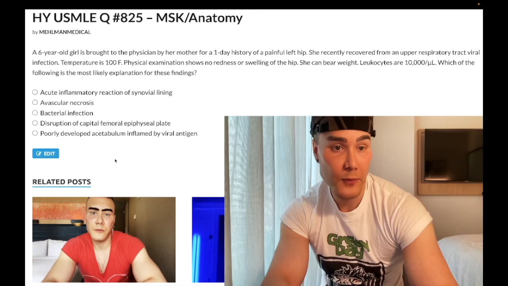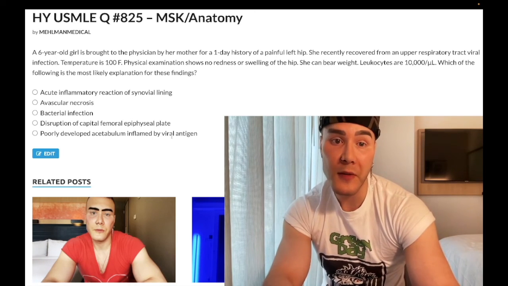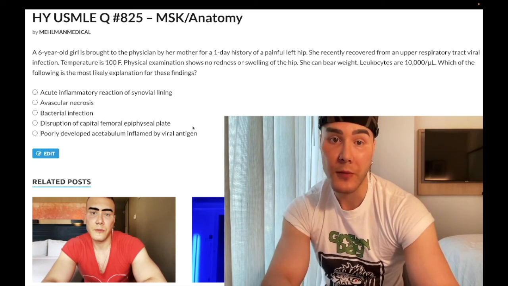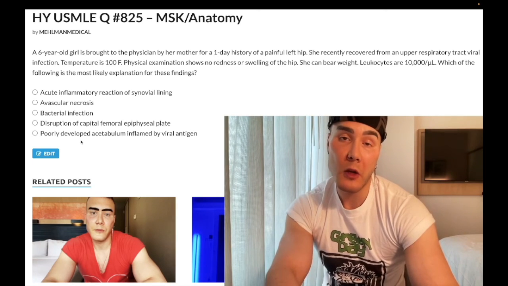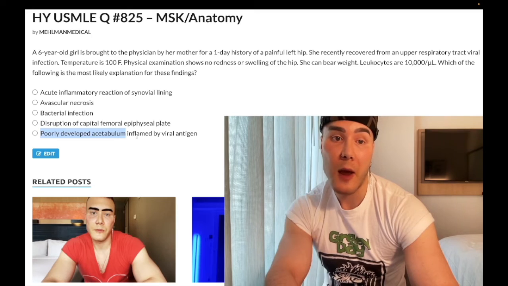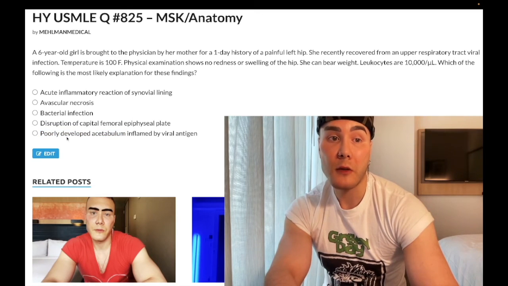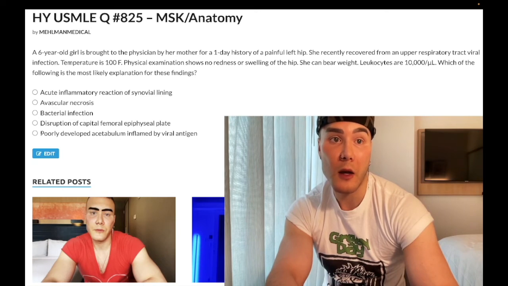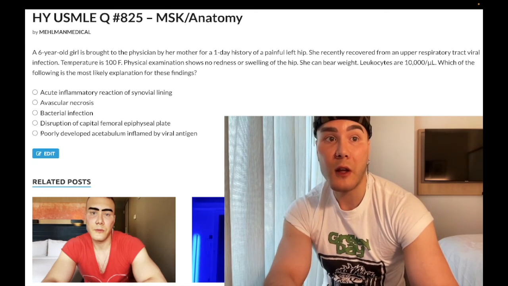Choice C, poorly developed acetabulum. Inflamed by viral antigen, nonsense answer choice, wrong answer. Okay, so what you could know is that this former part of the question here, poorly developed acetabulum, is correct for congenital hip dysplasia. Okay, primary hip dysplasia, where you have a kid under the age of 1 who has the clicking clunking, the positive Ortolani-Barlow maneuvers. So after you get the clicking clunking, if ortho referral is listed, it's correct.